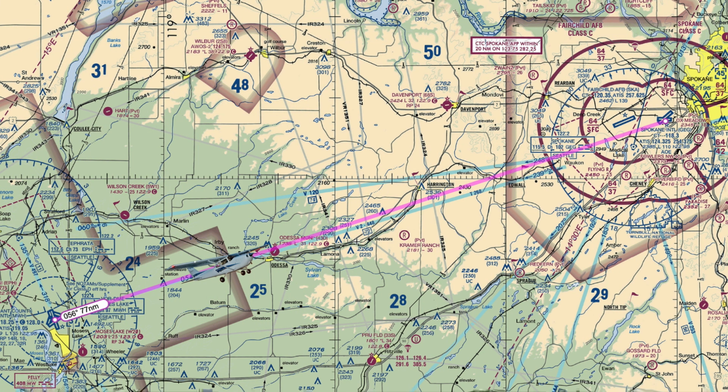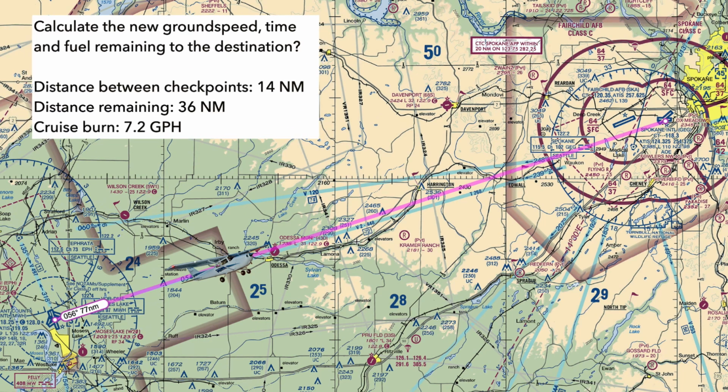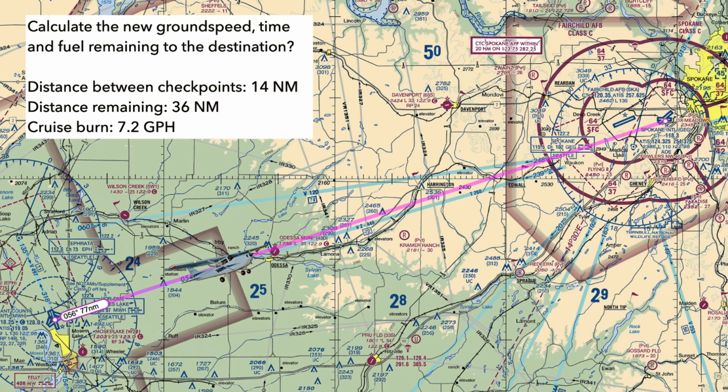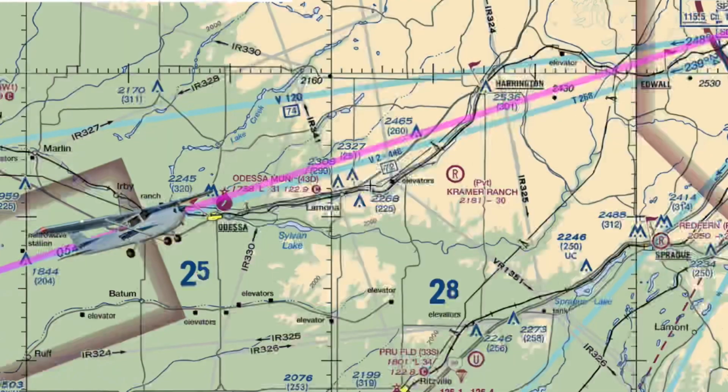In this scenario, a pilot is conducting a VFR cross-country flight to Spokane International Airport in Spokane, Washington, USA. Now, let's assume you need to update your ground speed, fuel consumption, and the estimated time and fuel needed to reach the destination. Start by identifying 2 prominent checkpoints and measuring the distance between them.